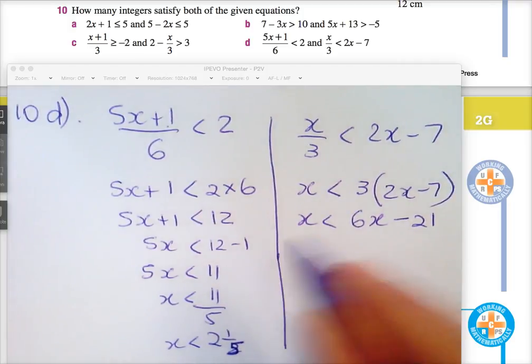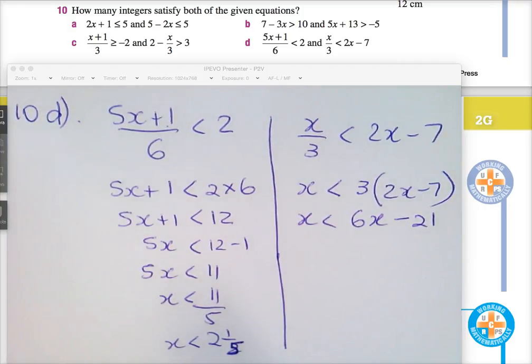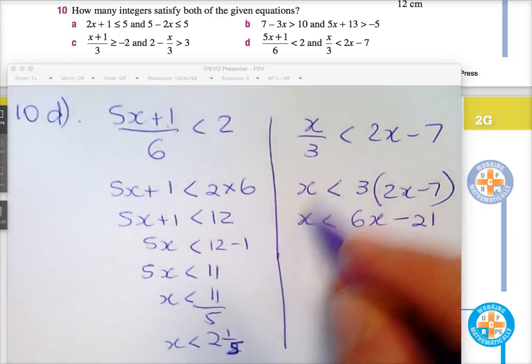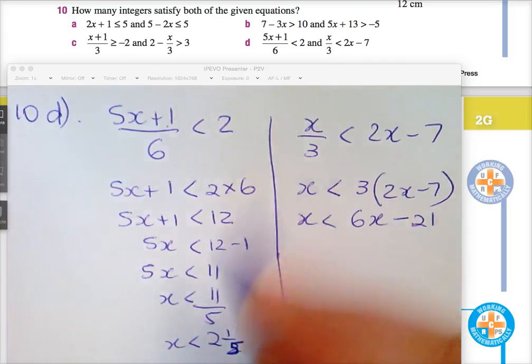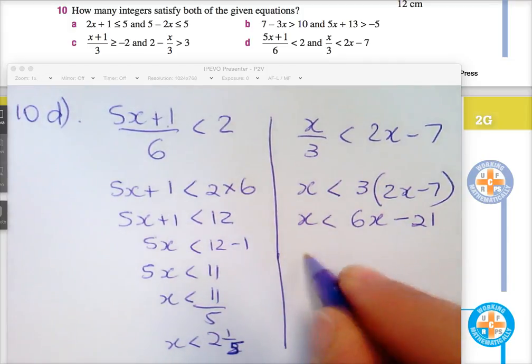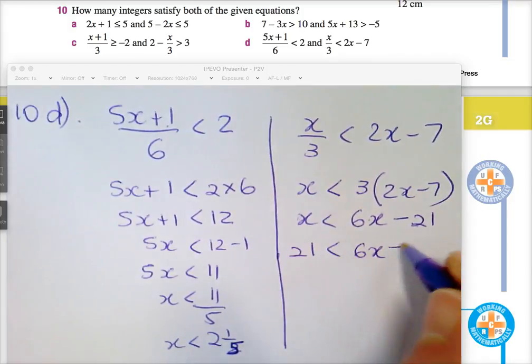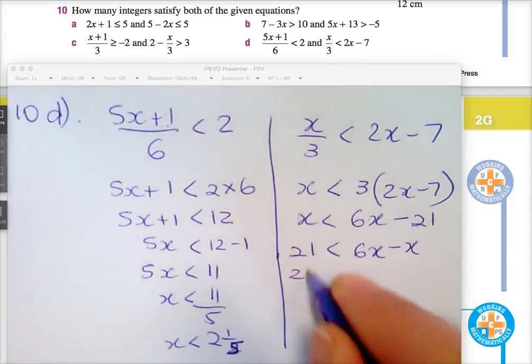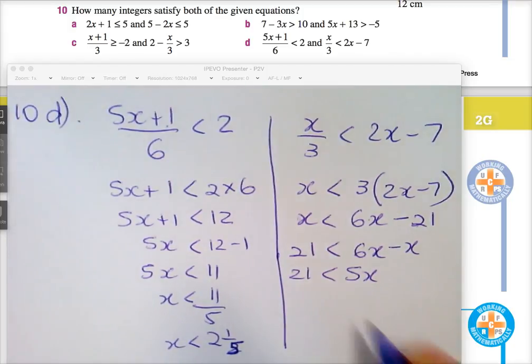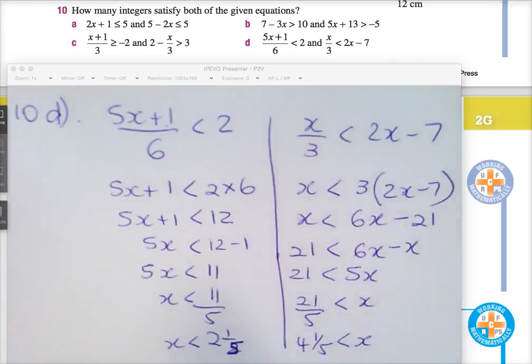What would you like to move, girls? What are you going to move, the x or the 6x? The x. All right, let's take the x to the right and the 21 to the left. So we've got positive 21 on the left. Keep the 6x here, minus x. Are we okay? So therefore 5x is greater than 21. So x is greater than 21 over 5. In other words, x is greater than 4 and 1/5.